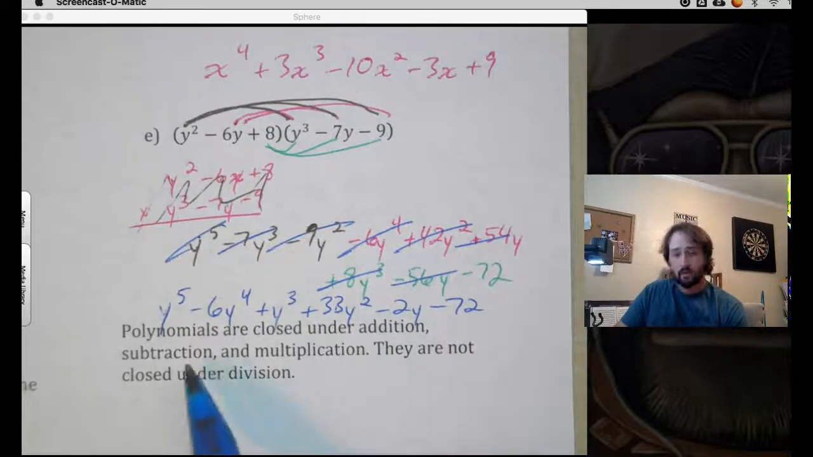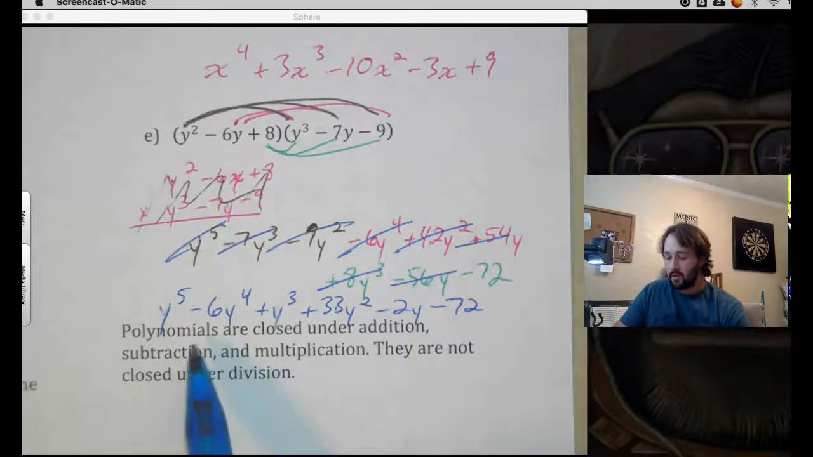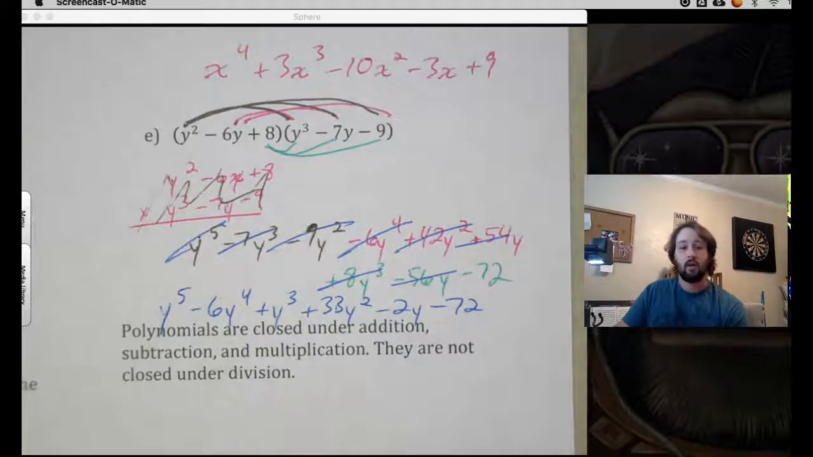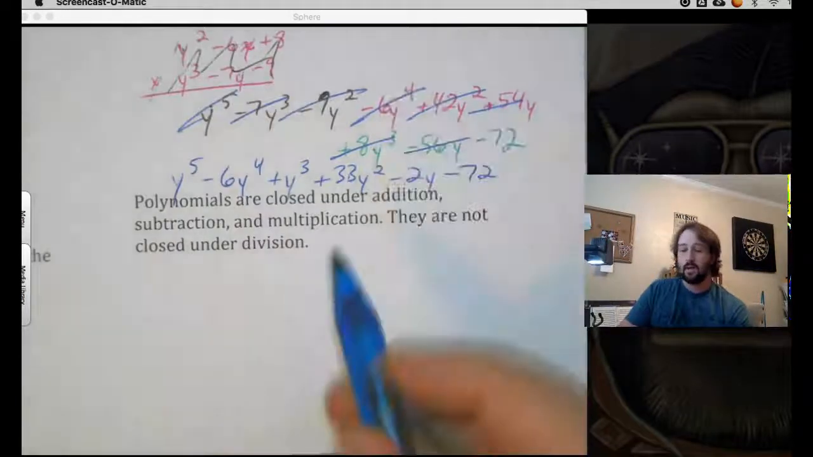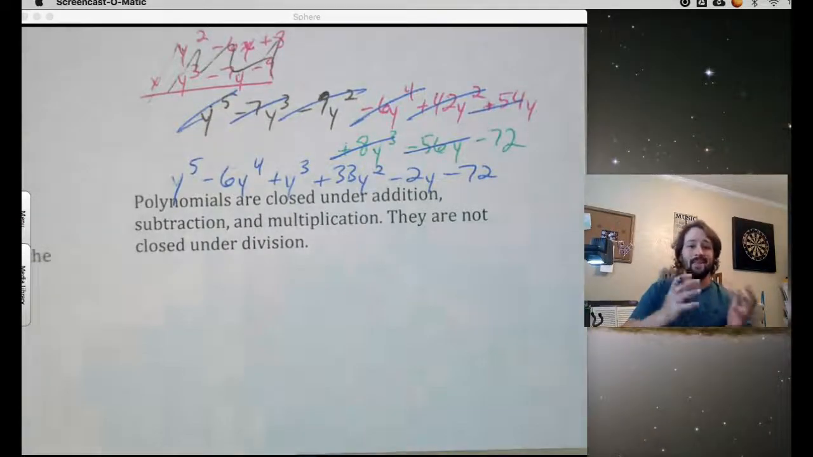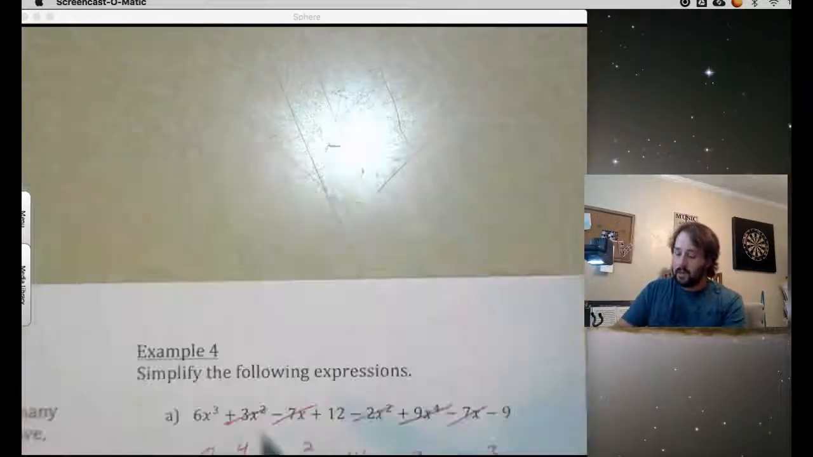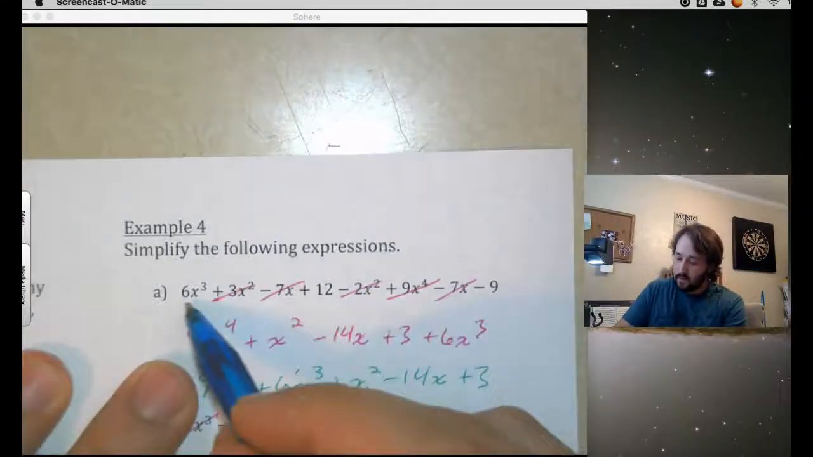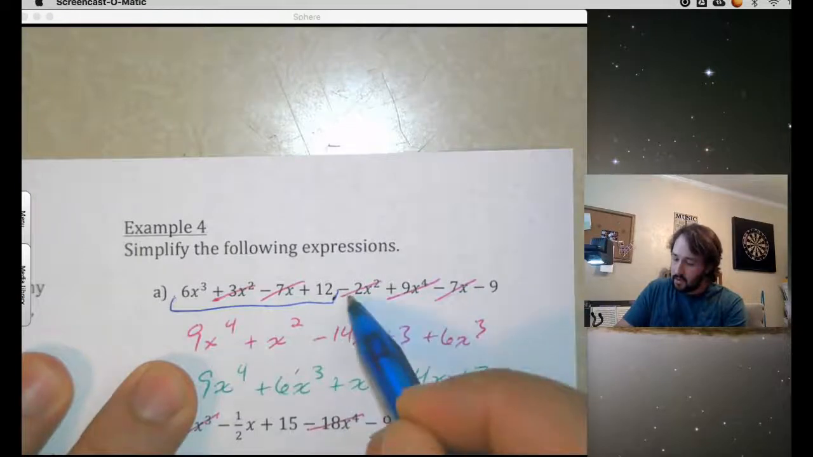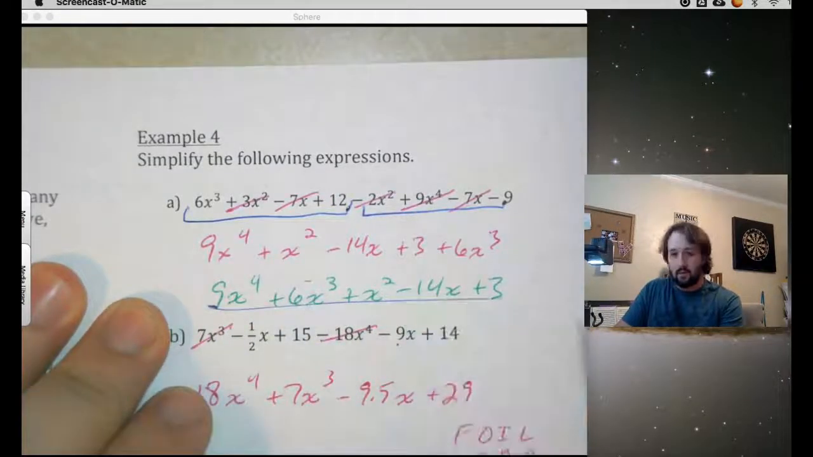So this last part, I put it because they're going to ask you a question in Apex on the quiz. It's not really super important. Polynomials are closed under addition, subtraction, and multiplication. They're not closed under division. So all that means, the word closed, closed means if we do this operation, it stays a polynomial. So as you have seen, if I took this polynomial and I subtracted it with this polynomial, it stayed a polynomial.